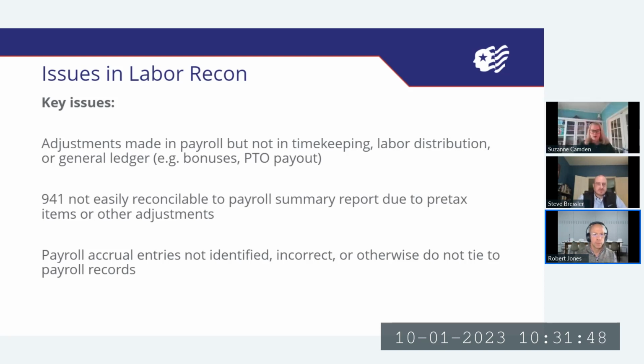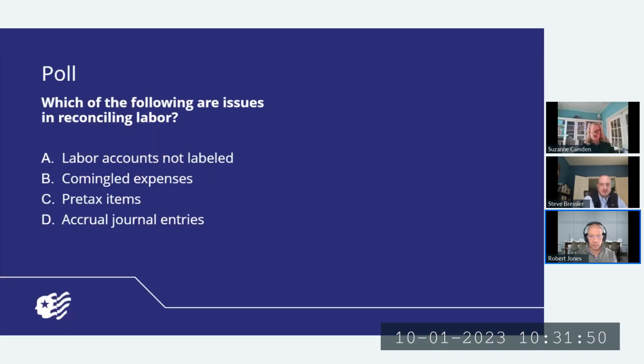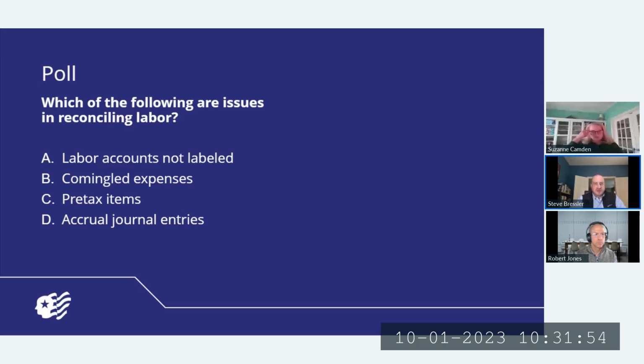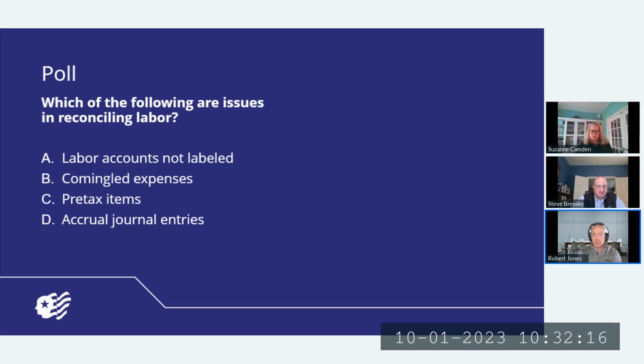All right. We've got another polling question here, so let me start that. Which of the following are issues in reconciling labor? A, labor accounts are not labeled. B, commingling expenses in with labor. C, pre-tax items. Or D, accrual journal entries. And this is one where you select any or all that apply as an answer.